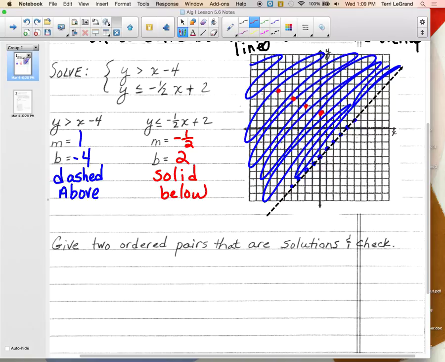Remember what I said, make lots of points. Actually, it's kind of good if the lines are going to intersect, it's kind of nice to see where they are going to intersect.